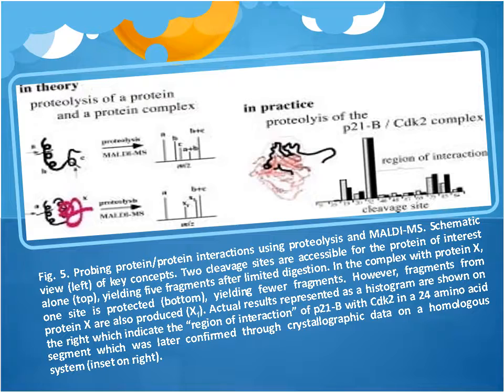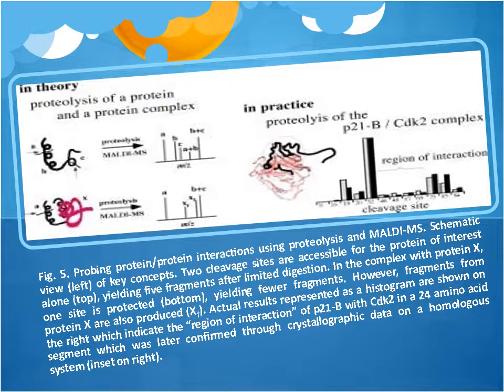On the top of it, a protein with two cleavage sites was shown, yielding 5 fragments after limited digestion, whereas at the bottom, in the complex with protein X, one of the sites is protected, yielding fewer fragments. However, protein X also produces some fragments which are designated as XF, and the actual results obtained were represented as a histogram and were shown on the right side of the figure, indicating the region of interaction of P21B with CDK2 in a 24 amino acid segment, which was later confirmed through crystallographic data on a homologous system.